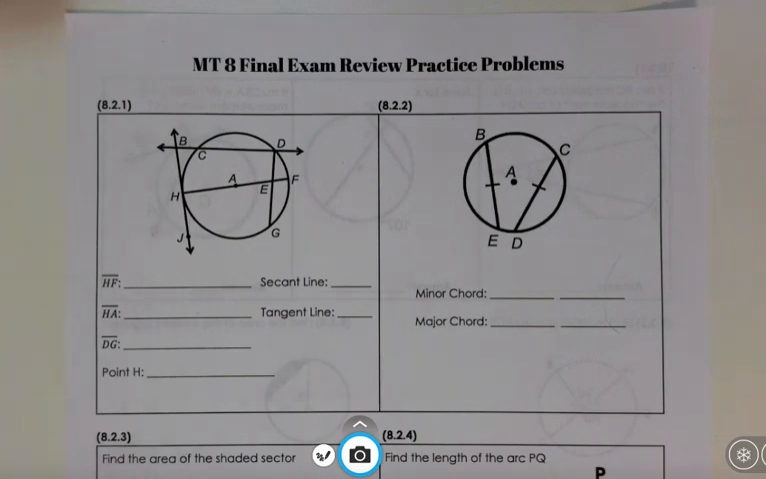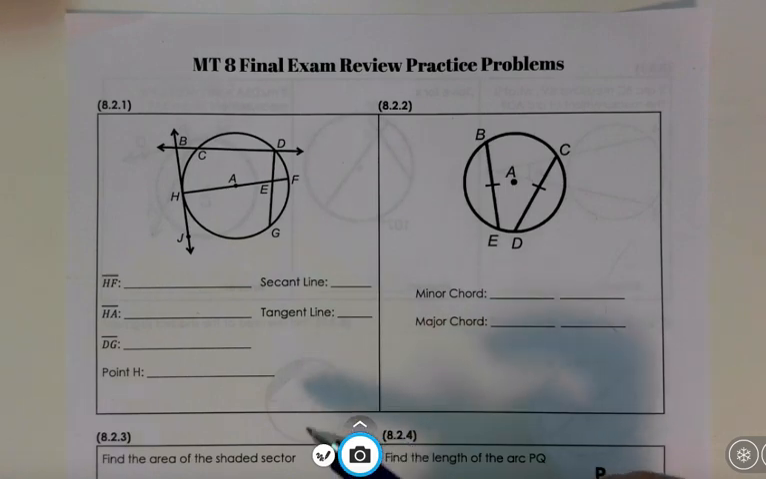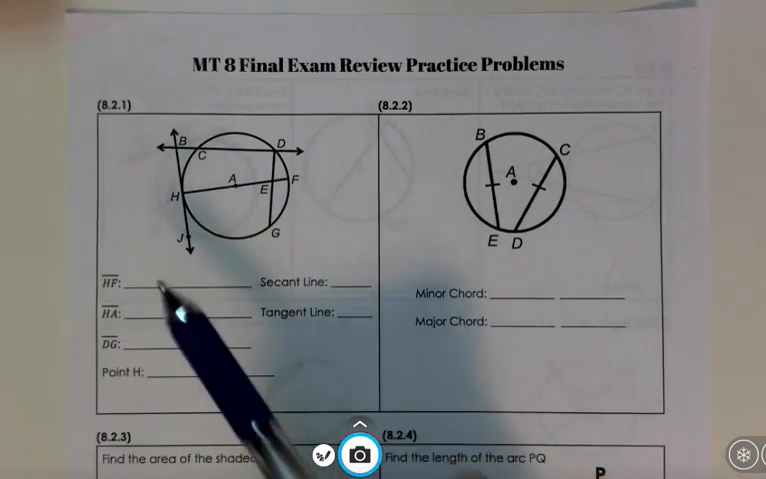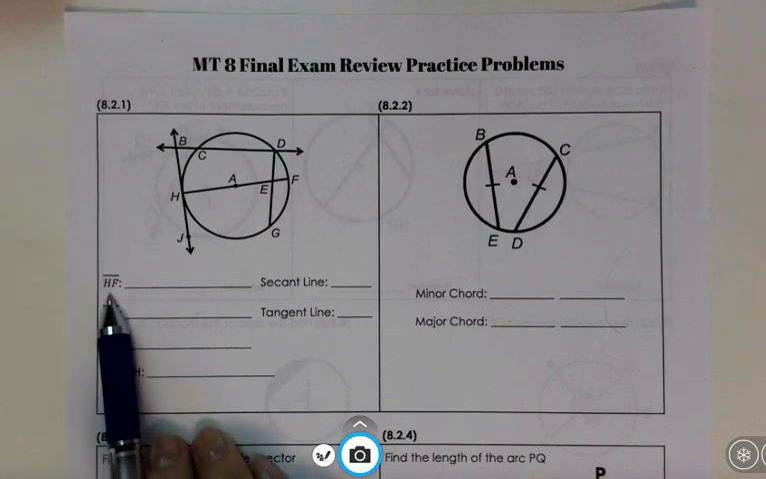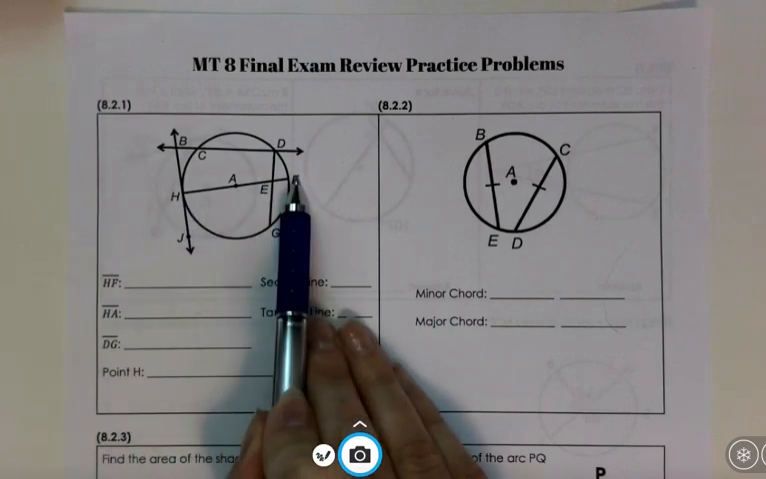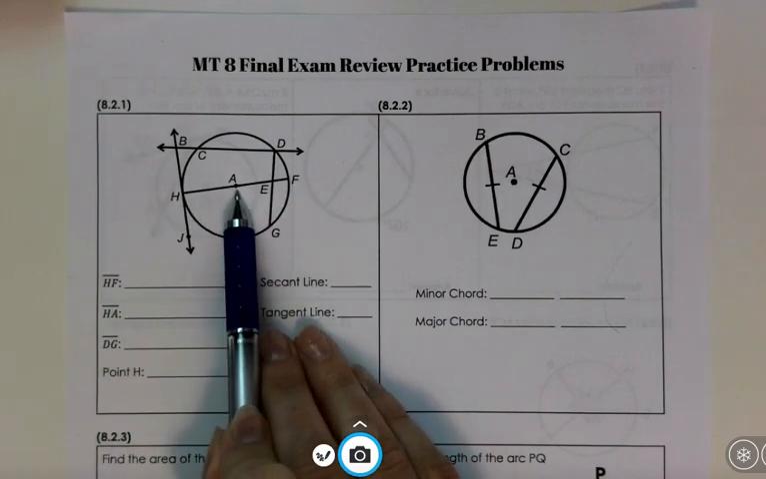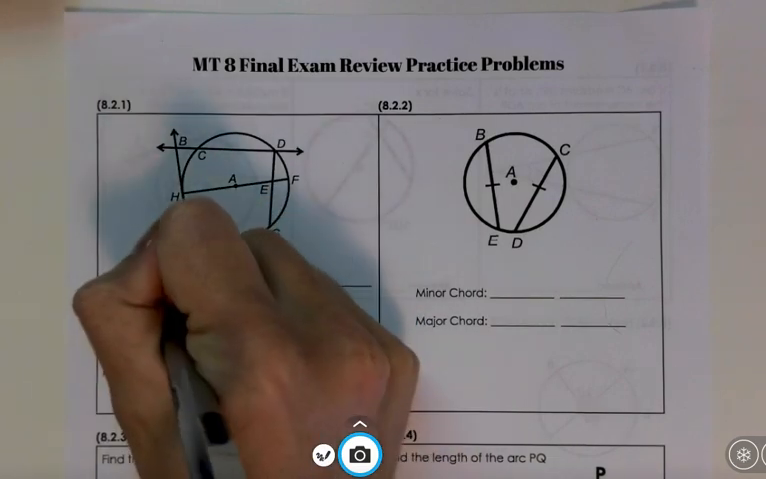Hi everyone, we're going to look at the 2.0 level learning targets from Unit 8, and we're going to walk through these. So starting with 8.2.1, we want to identify what each of these are in the picture. So if I look at HF, I have a line segment that goes through the center and touches both sides. That is my diameter.